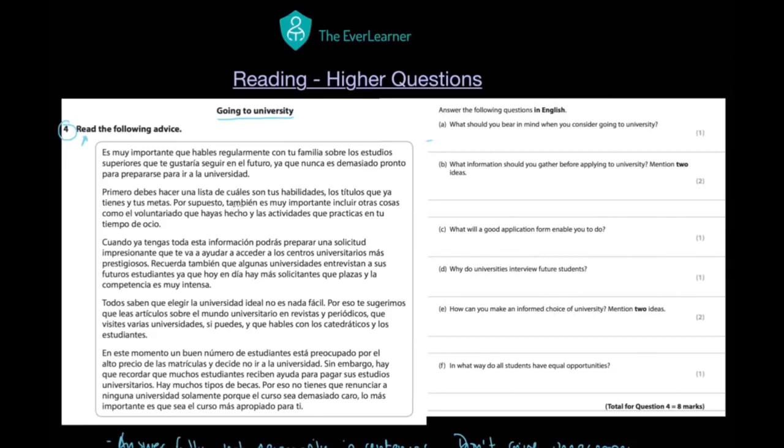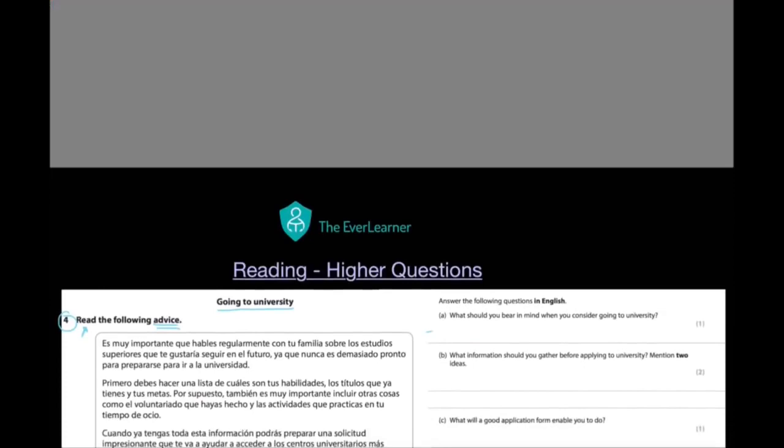It says, read the following advice. So this text is not a letter, is not an email, is not a novel, it's advice. Why is it important that I realize that it's advice? Well, it is important because I am going to be anticipating certain things. And that's something I wanted to talk to you about regarding this question.